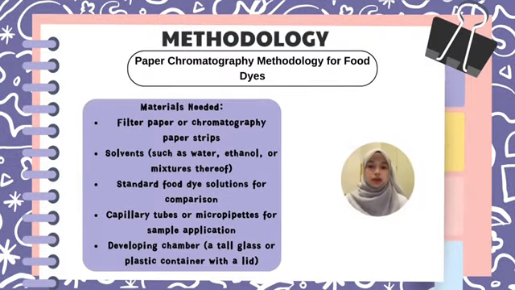Here is the example of paper chromatography methodology for food dyes. In order to conduct this experiment successfully, we will need filter paper or chromatography paper strips. Other than that, we also need solvents such as water, ethanol, or a mixture. Standard food dye solutions for comparison are also needed. Capillary tubes or micropipettes for sample application and a developing chamber, which is a tall glass or plastic container with a lid, are also important.